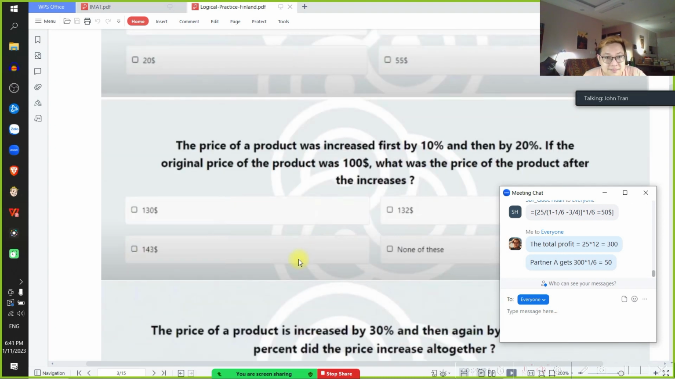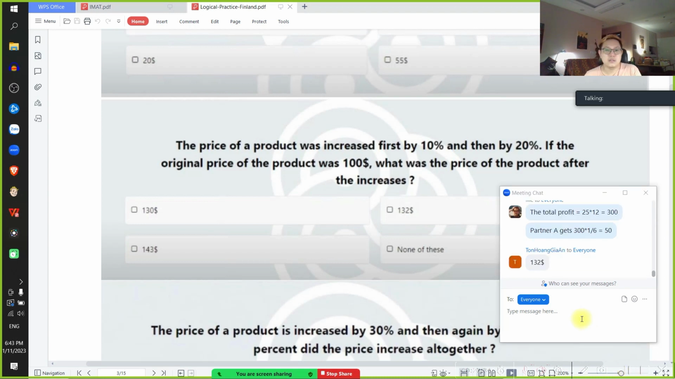Okay, let's do this one. Làm từ từ đó các bạn, làm từ từ thôi. Wait for the others. Do not do too quickly, okay? Wait for the others. Good.